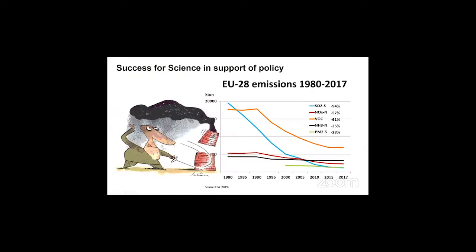One of the great successes of science supporting policy is the way that the concern about acid rain has led to remarkable reductions in sulfur emissions and sulfur deposition.